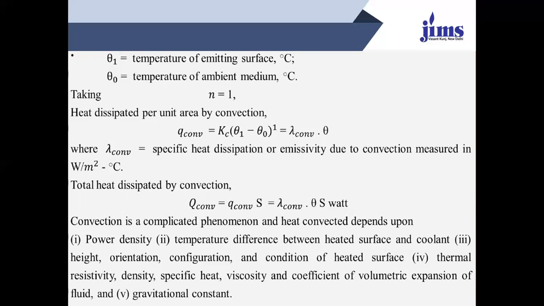Convection is a complicated phenomenon and heat convected depends upon multiple parameters like power density, temperature difference between the heated surface and the coolant, height, orientation, configuration, and condition of the heated surface. Next are the thermal resistivity, density, specific heat, viscosity, and coefficient of volumetric expansion of the fluid. And the last parameter is the gravitational constant.